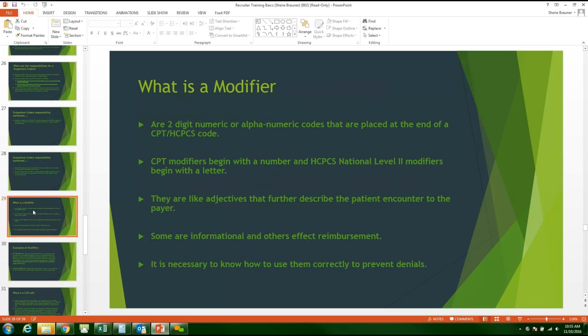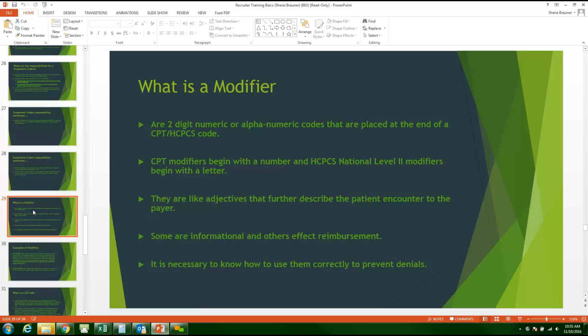Slide number 29, what is a modifier? Modifiers are two-digit numeric or alphanumeric codes that are placed at the end of a CPT or HCPCS code. CPT modifiers begin with a number, and HCPCS National Level 2 modifiers begin with a letter. They are like adjectives, and they further describe the patient encounter to the payer. Some are just informational, and others may affect the reimbursement. So they are very important.